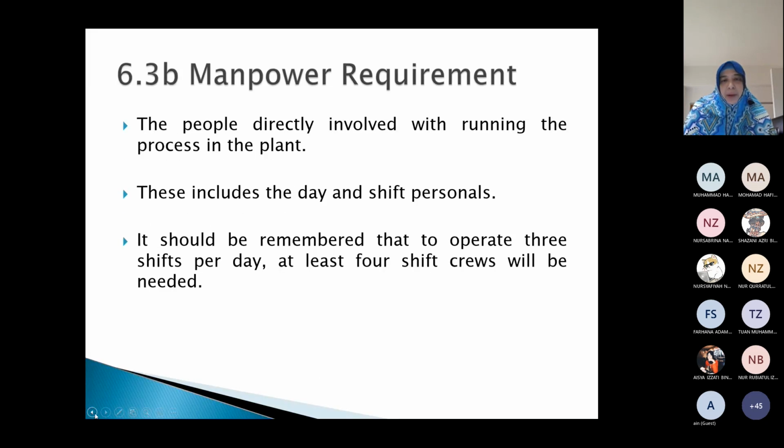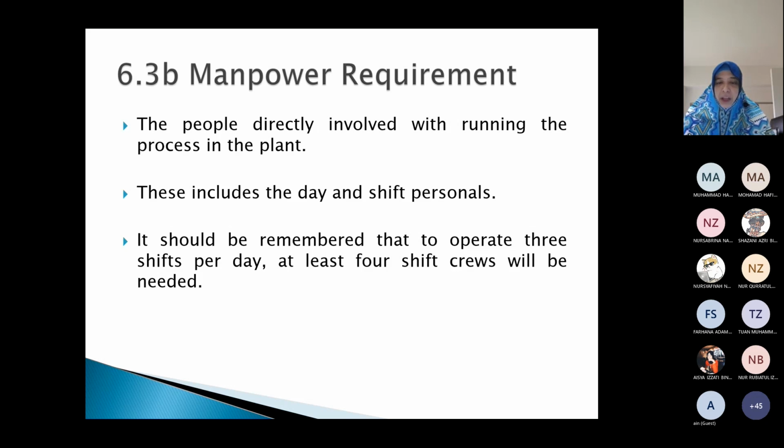So, manpower. Manpower is also energy, okay, meaning the people who work. The people directly involved in running the process in the plant, the technicians, the staff, who deal directly or indirectly with the production and the process, are also called manpower. They are the energy for the plant, all right?